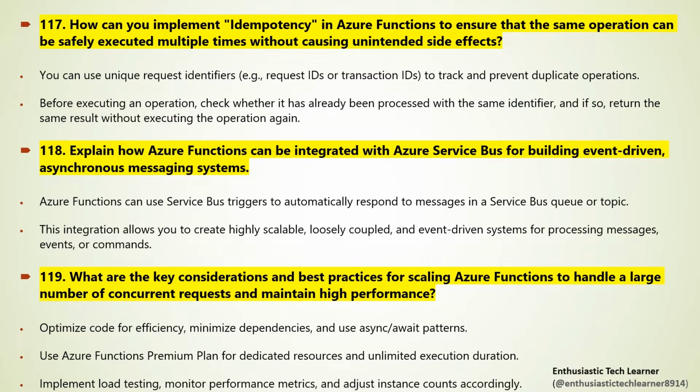What are the key considerations and best practices for scaling Azure Functions to handle a large number of concurrent requests and maintain high performance? Optimize code for efficiency, minimize dependencies, and use async/await patterns. Use Azure Functions Premium Plan for dedicated resources and unlimited execution duration. Implement load testing, monitor performance metrics, and adjust instance counts accordingly.